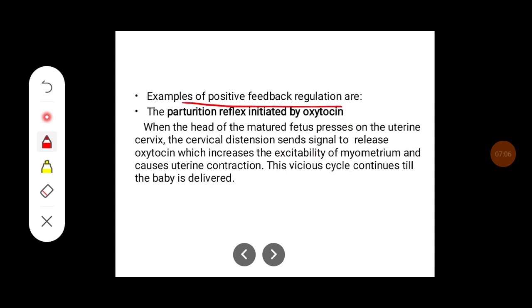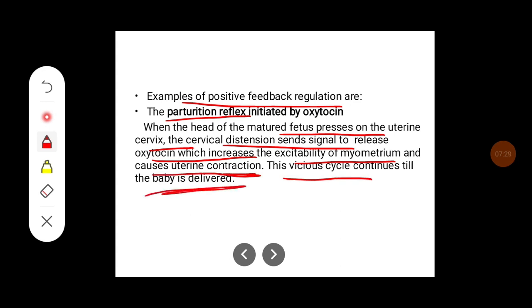The examples of positive feedback regulation are the parturition reflex initiated by oxytocin. When the head of the matured fetus presses on the uterine cervix, the cervical distension sends signals to release oxytocin, which increases the excitability of the myometrium and causes uterine contraction. So this vicious cycle continues till the baby is delivered.